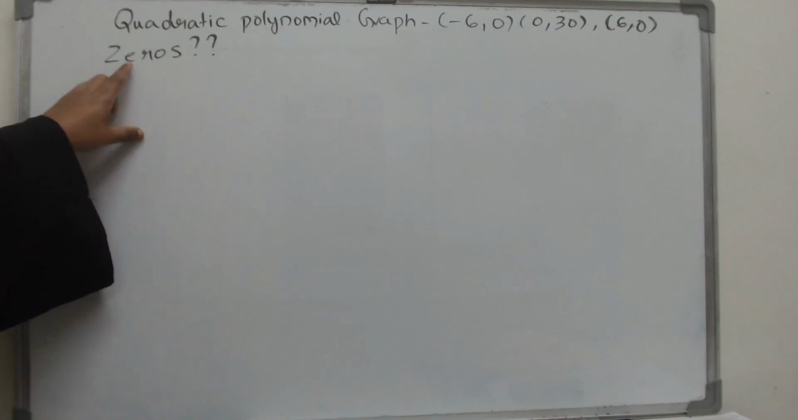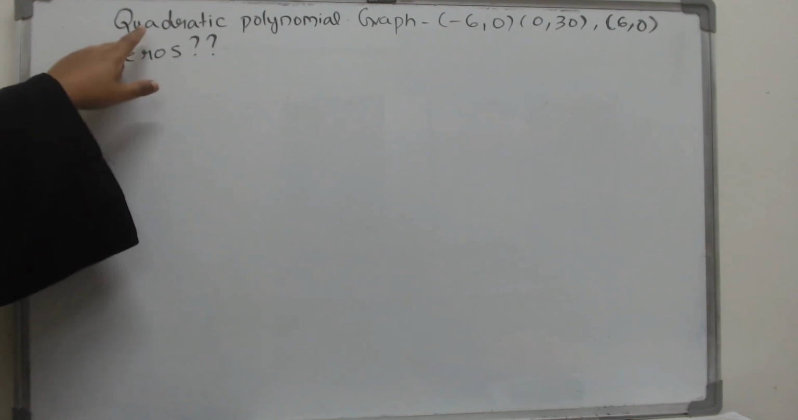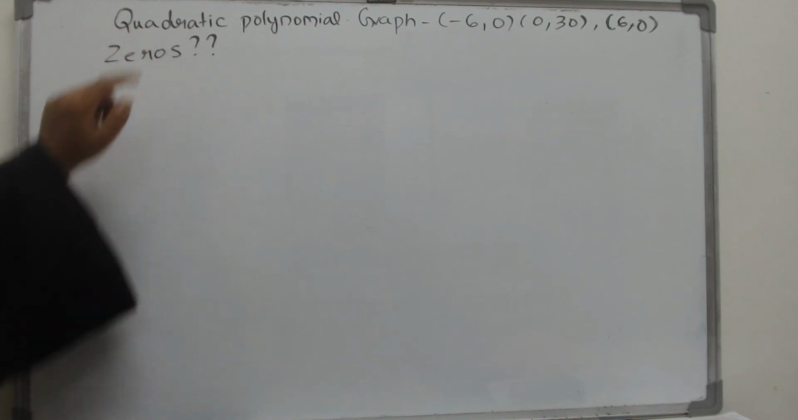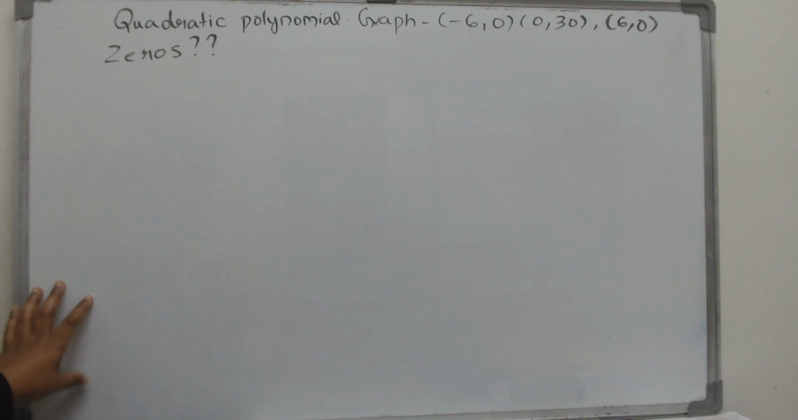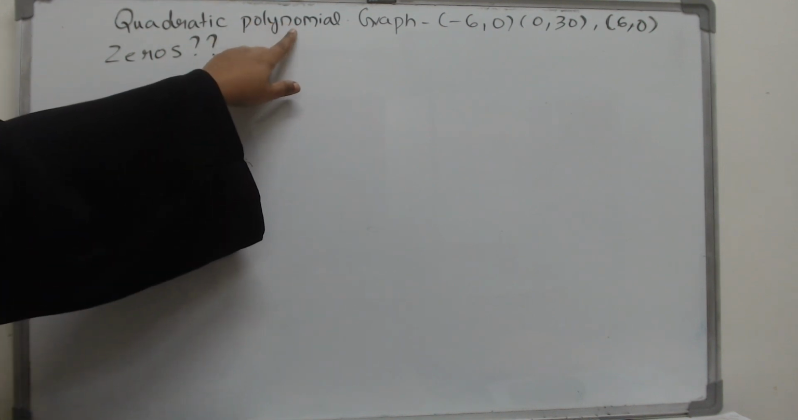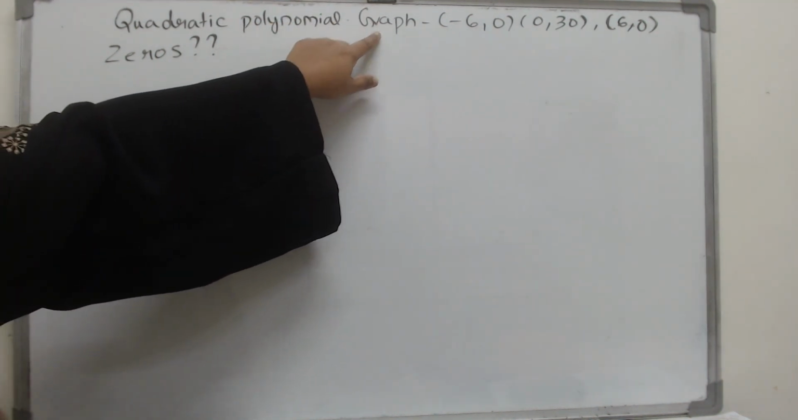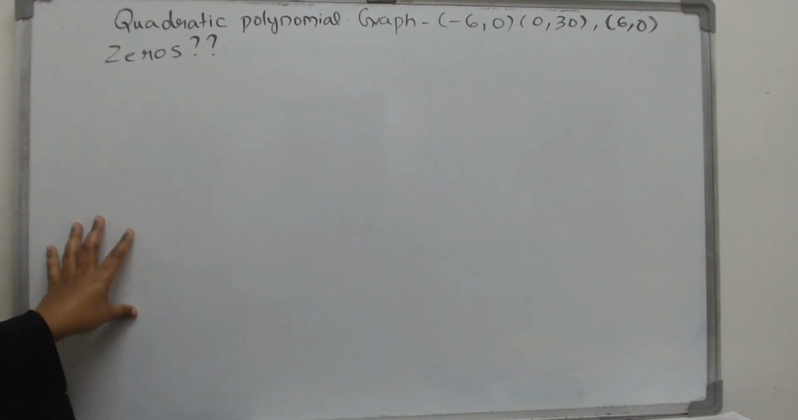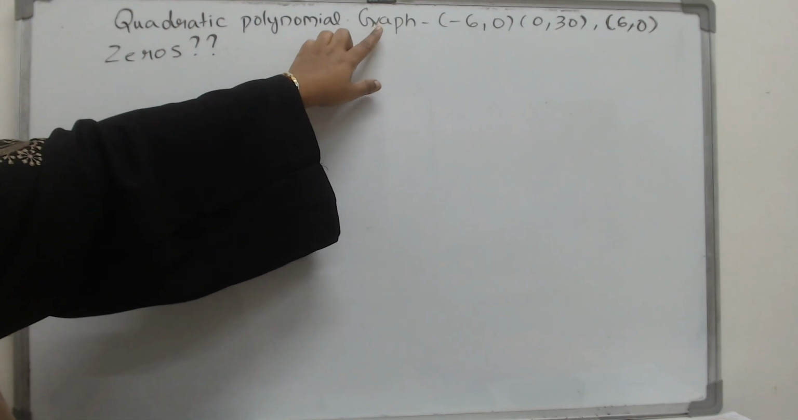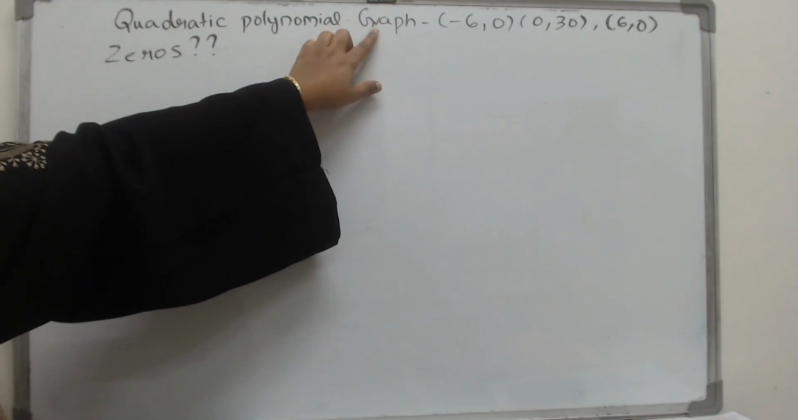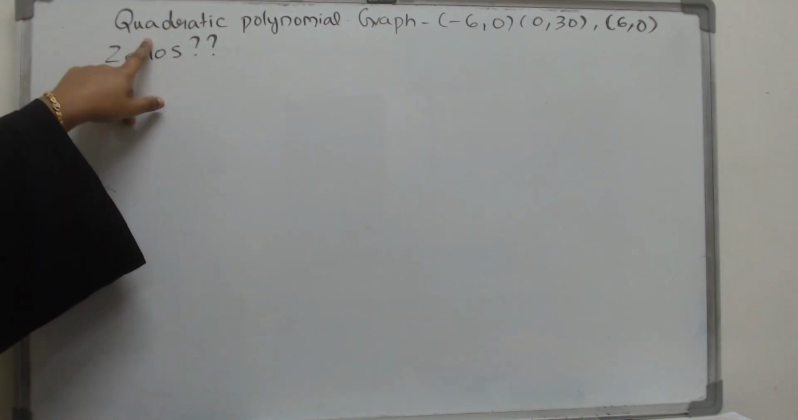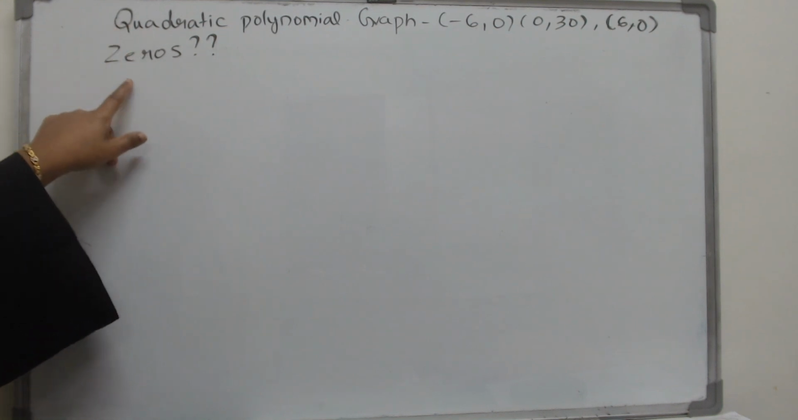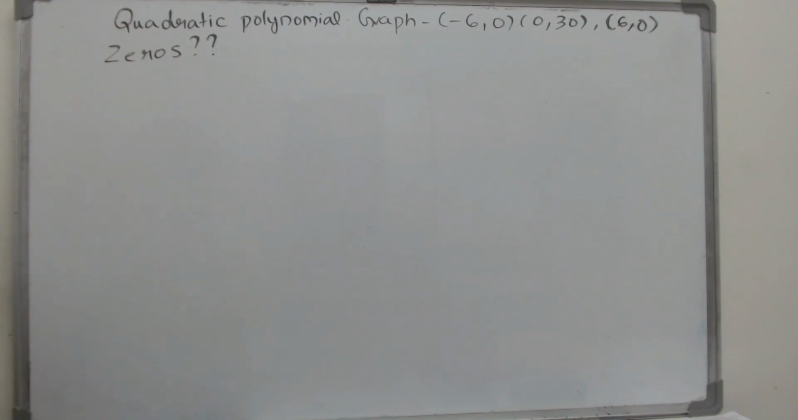Here we need to find the zeros of a quadratic polynomial. We do not know how this polynomial looks like, but we have some interesting information. When you plot this polynomial on a graph, you will find these points lying on that graph. Now just by using this information, can you find out how this quadratic polynomial looks like and what its zeros are? Can we find that?